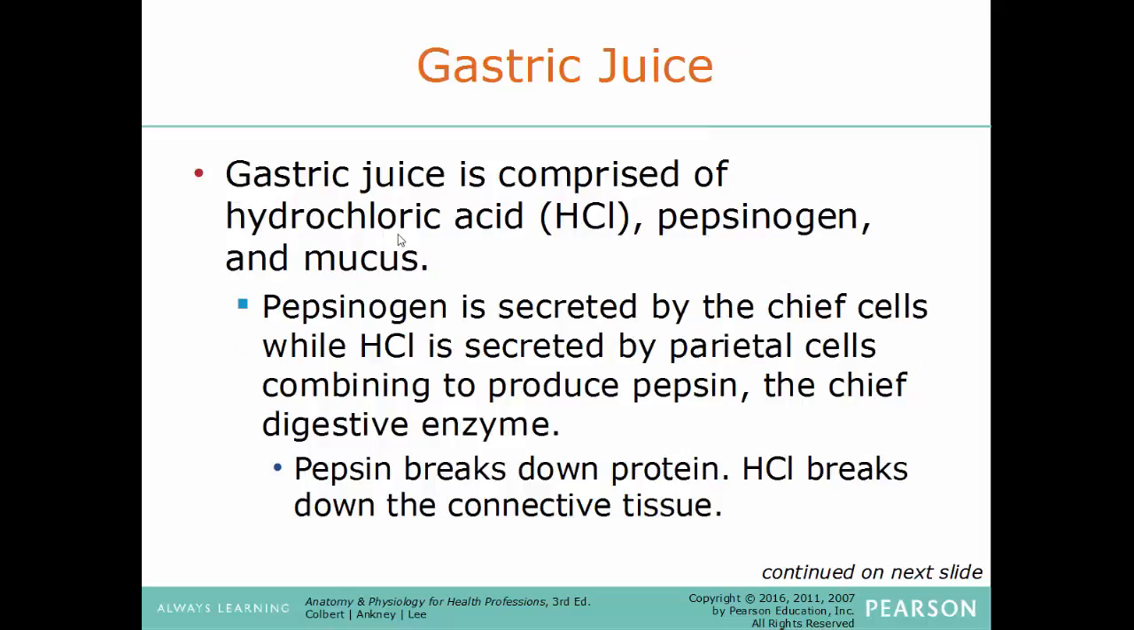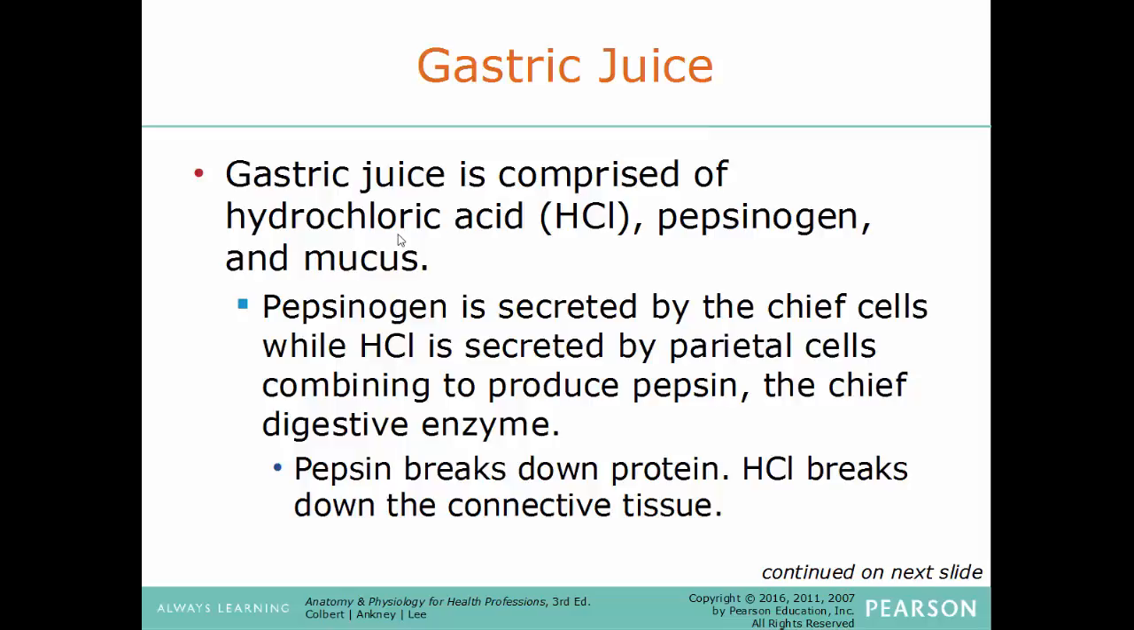Alright, now we'll talk about gastric juice. Gastric juice is not just one item, it's a combination of multiple secretions by multiple kinds of cells. It's a combination of hydrochloric acid, pepsinogen, and mucus. Now, pepsinogen is secreted by the chief cells. Hydrochloric acid is secreted by the parietal cells, and when those two are mixed, pepsinogen is turned into an active form called pepsin. This is the main digestive enzyme.